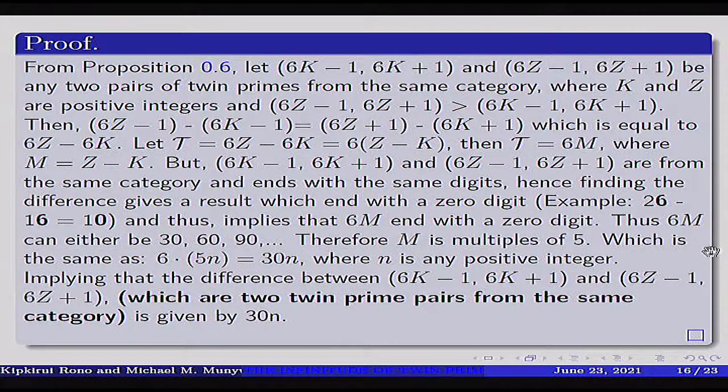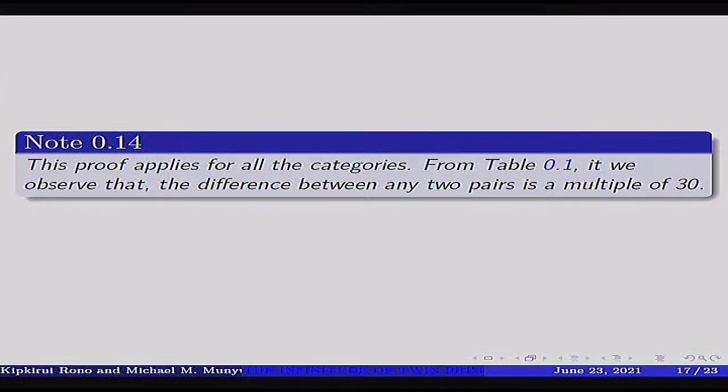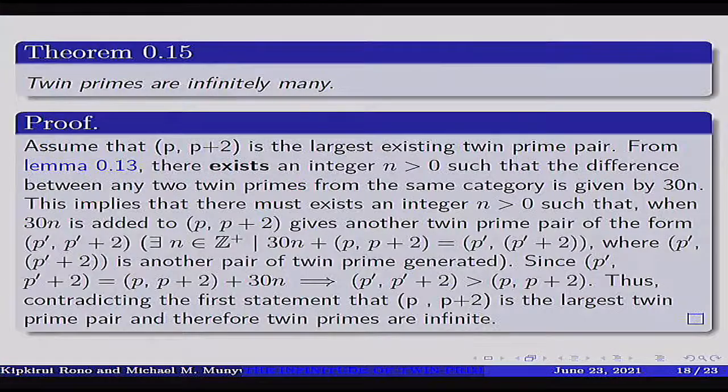Now our main theorem, which is the twin prime conjecture, states that there are infinitely many twin primes. Now we are going to do the main proof. Twin primes are infinitely many. Assume that p and p plus 2 is the largest existing twin prime pair. Then from our lemma, there exists an integer n greater than 0, such that the difference between any 2 twin primes is given by 30n.